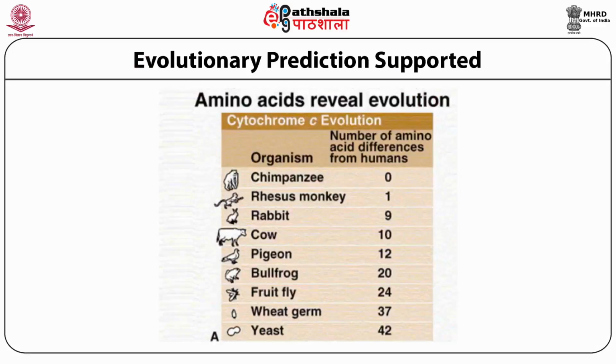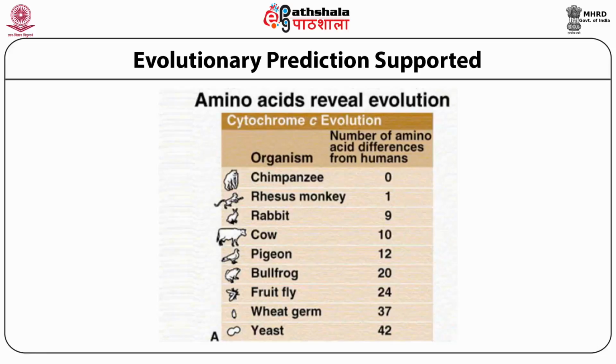Evolutionary prediction supported. There is a table which indicates the amino acid evidence of evolution. Cytochrome C evolution. We will see the number of amino acid differences from human. Chimpanzee, there are no differences. If we see the rhesus monkey, there is only 1 amino acid difference. Rabbit 9. In the case of cow, it is 10. Then pigeon 12. Bullfrog 20. Fruit fly, see the difference between mammal and fruit fly, 24. Wheat germ 37. Yeast 42.